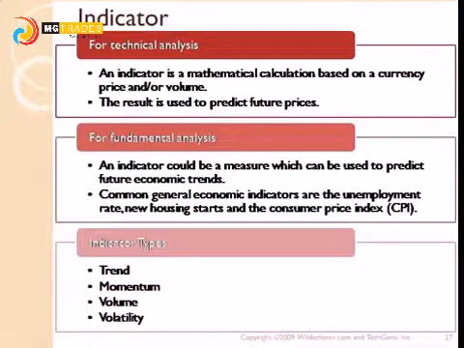What is an indicator? For technical analysis, an indicator is a mathematical calculation based on a currency price and/or volume. The result is used to predict future prices. For fundamental analysis, an indicator could be a measure which can be used to predict future economic trends. Common general economic indicators are the unemployment rate, new housing starts, and the consumer price index or CPI. There are four indicator types: trend, momentum, volume, and volatility.